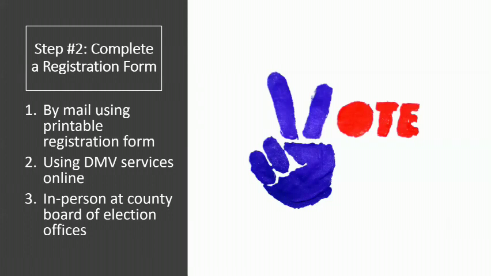So step two, now that you've decided where you're going to vote, you need to complete the voter registration form. You can do this by mail using a printable registration form that's found on the Board of Elections website. You can use the DMV and their online services if you have a driver's license or a state identification card. Or you can go in person to your county's Board of Elections office to complete the voter registration form in person.